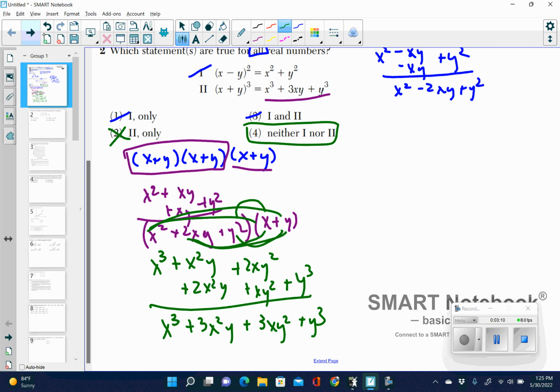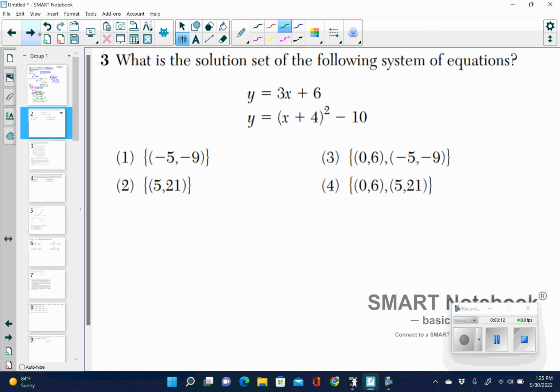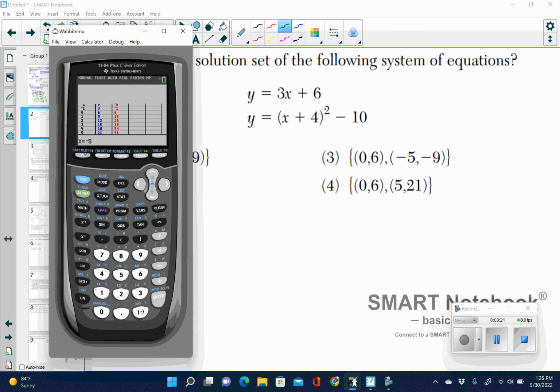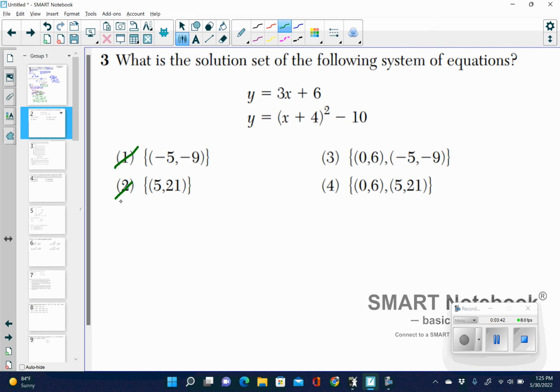All right. Moving on, which is a solution set. So all I did for this one is I went ahead and graphed it. So solution set just means that we are going to see where they're equal. So I went to y1, I plugged in the first one, 3x plus 6, went to y2, plugged in this exactly as is, and then I went to my graph, and I was able to see that, hey, (0, 6) is definitely a solution. I can go to the table to confirm that. So (0, 6), right? y1 and y2 are the same. So that means that 1 and 2 are out.